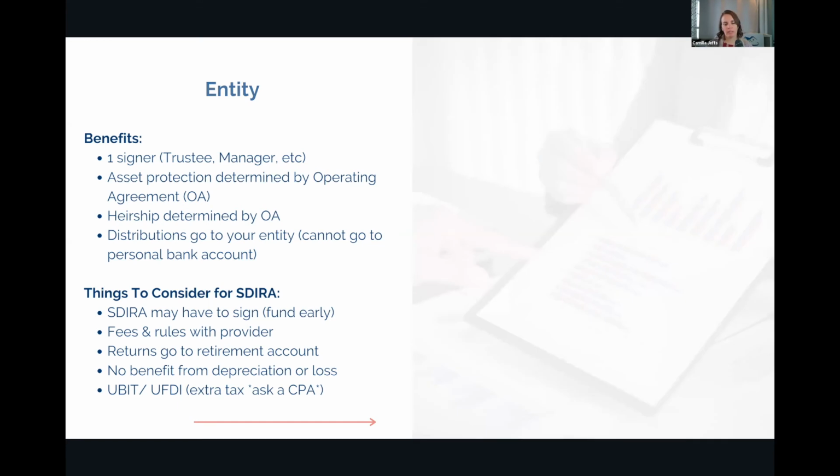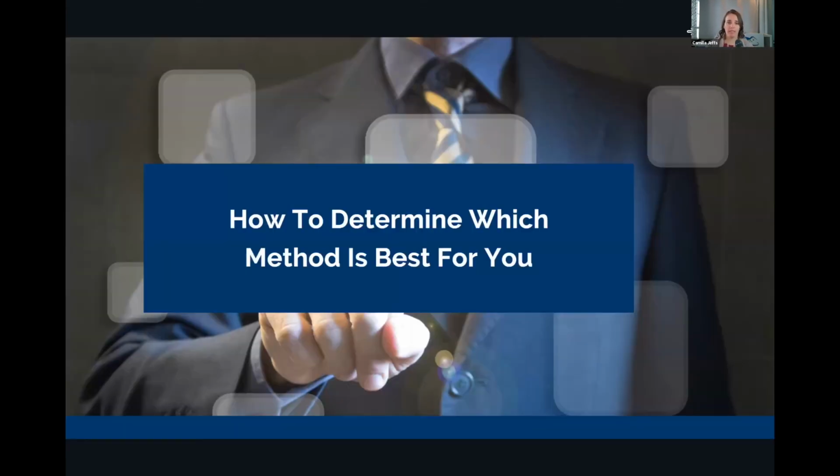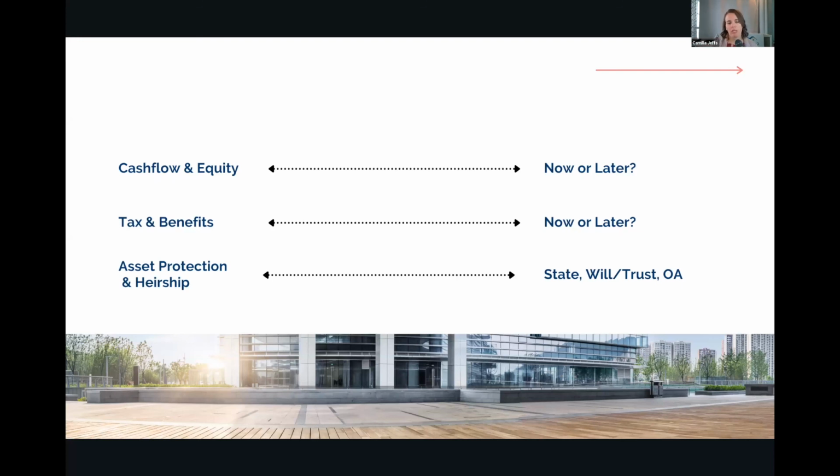Okay, so now let's talk about how we're going to determine which method is best for you. We like to think about this as a kind of decision tree. So think about cash flow and equity. Are you looking for cash flow and equity now, or are you looking to have that later? Right. So if you're an individual and you want cash flow now, then it's not a good idea to use a self-directed IRA, for example. If you want it now, it's better to use cash and invest as an individual so you can get access to that cash right away.